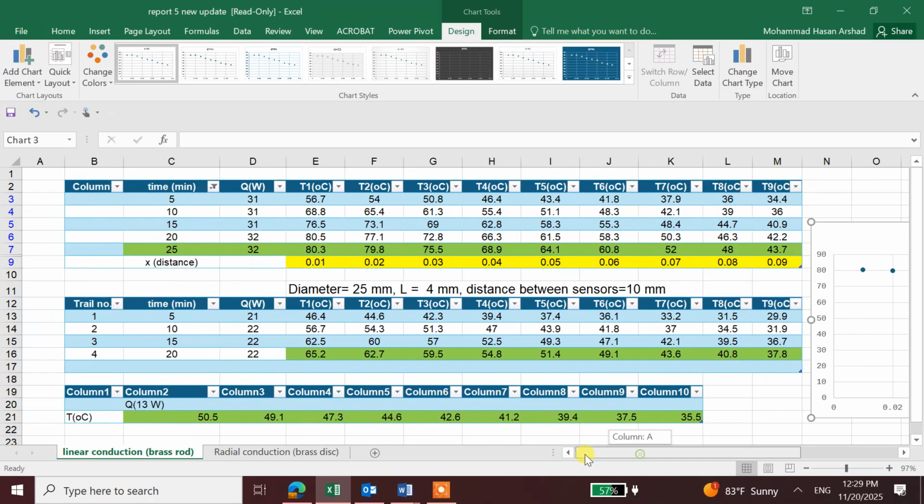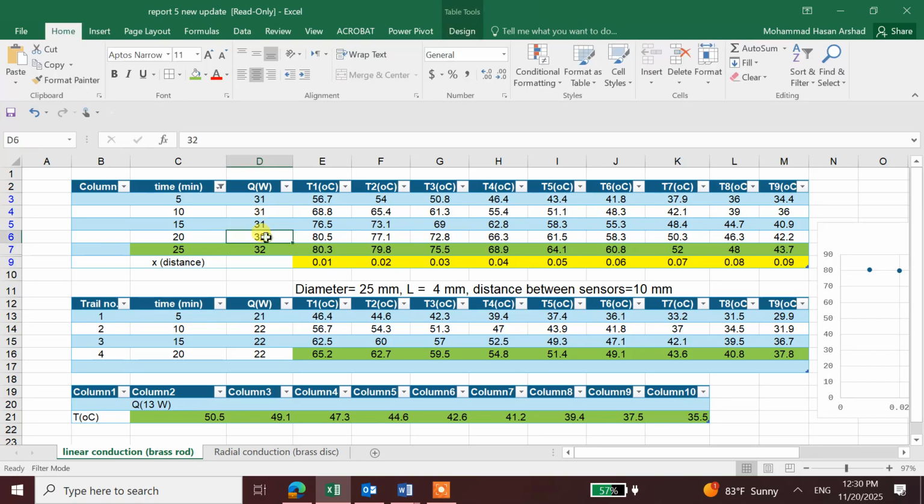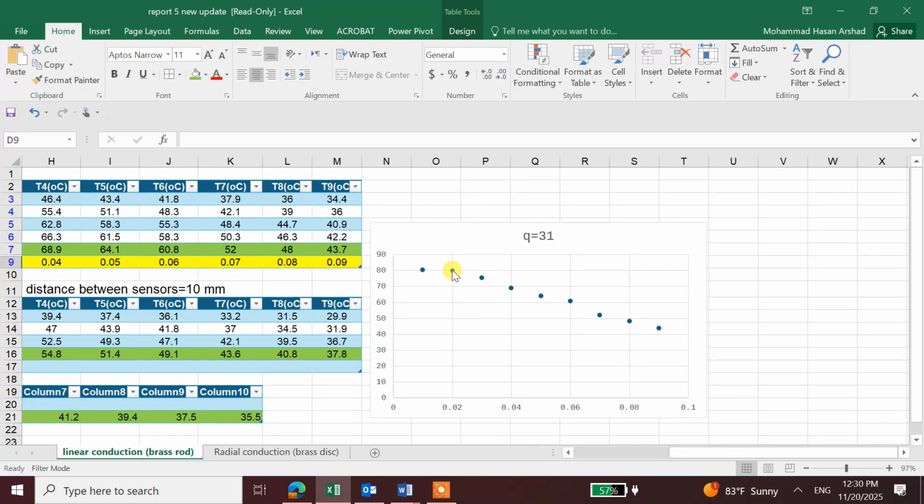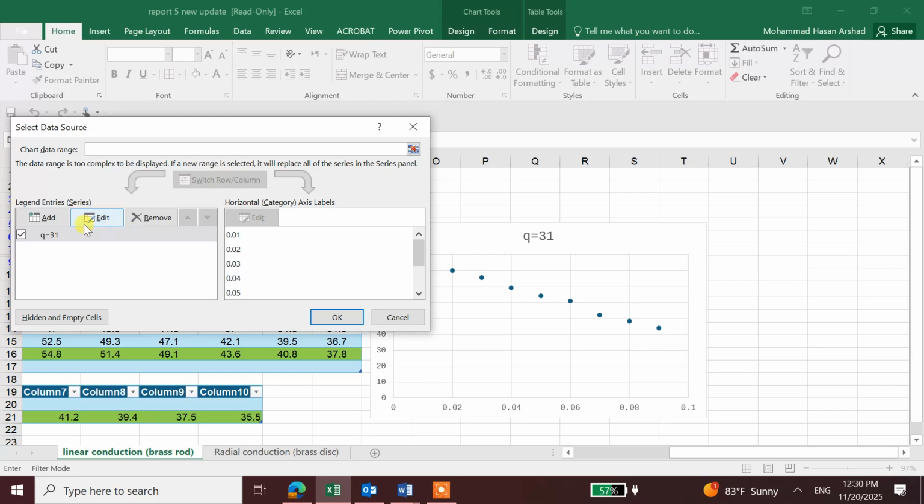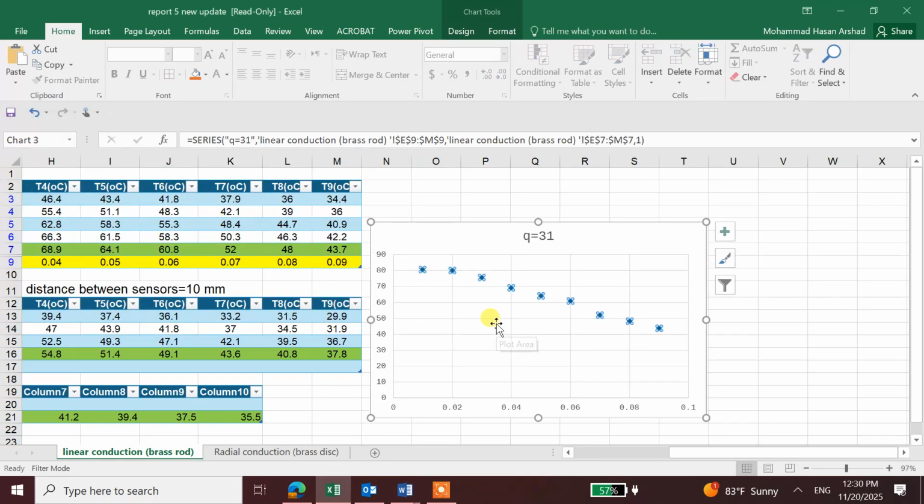Now look at these data points: 31, 31, 32. This is just fluctuation of the machine. This is the raw data from the student, so they noted it as it is. This is just fluctuation. What you can do is make it 31, 31, 31, all the same. So this profile is Q equal 31, and this is steady state.